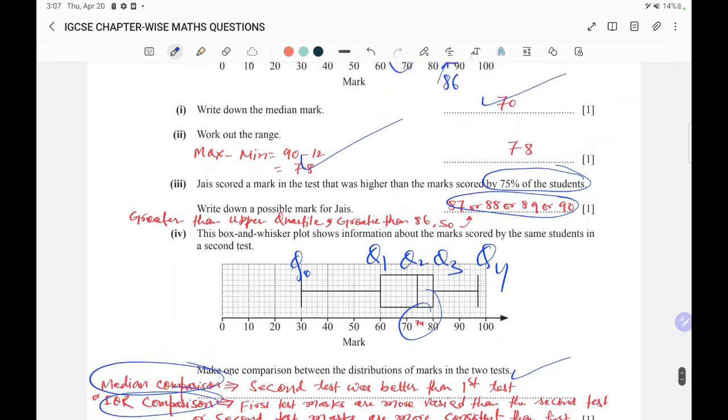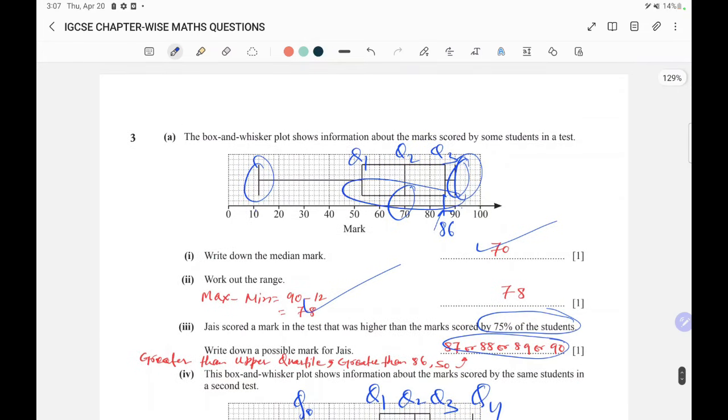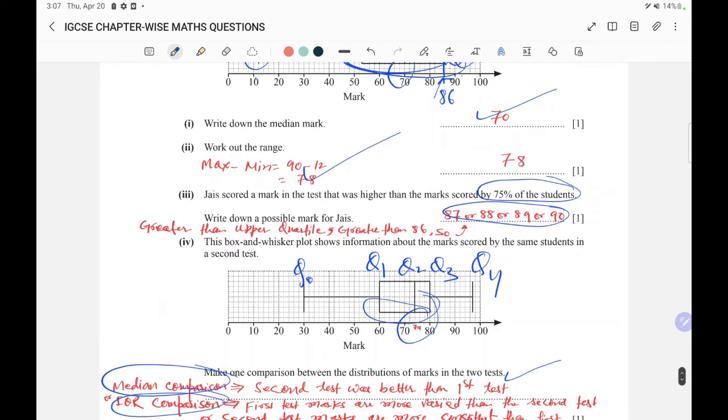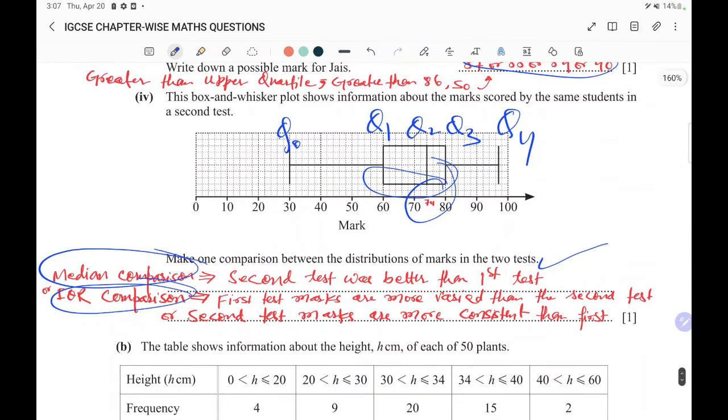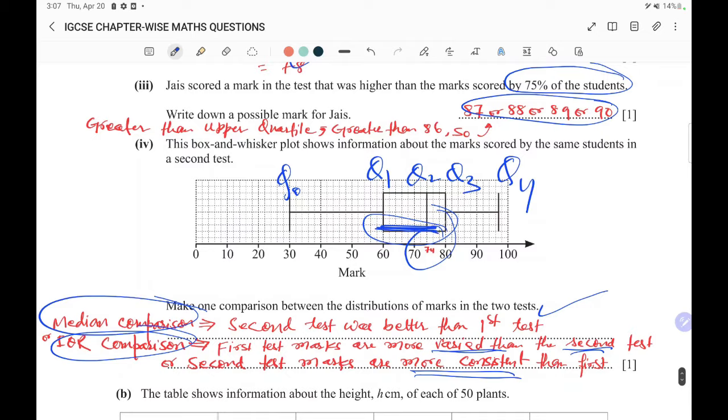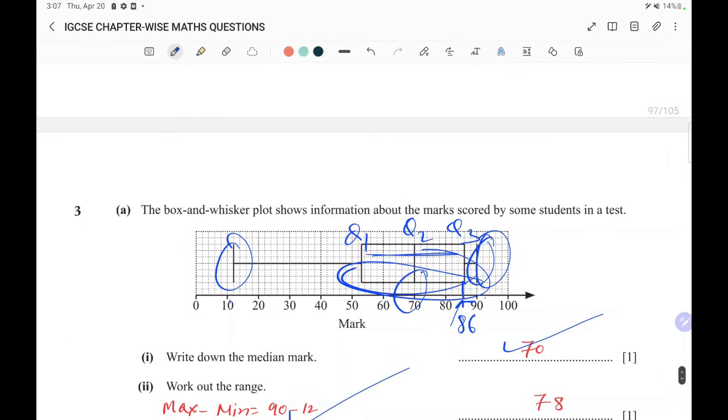And for the IQR comparison, the first one is more varied than the second one. So you can say first test marks are more varied than the second, or you can say second test marks are more consistent than the first test, because this gap is shorter than this IQR.